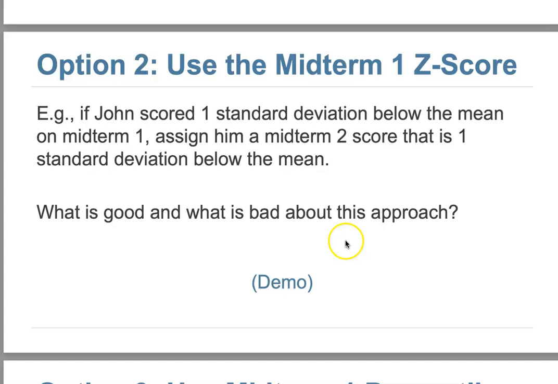The good thing, compared to option 1, is that we consider not only John's performance from the first midterm exam that we scale up. If we use the standard unit, we also consider the whole distribution for midterm 1 and midterm 2. We use the standard unit to find the midterm 2 score. Of course, we need both midterm exams' mean and standard deviation information. As an instructor, we can get that.